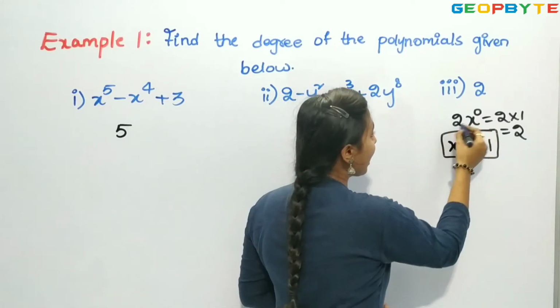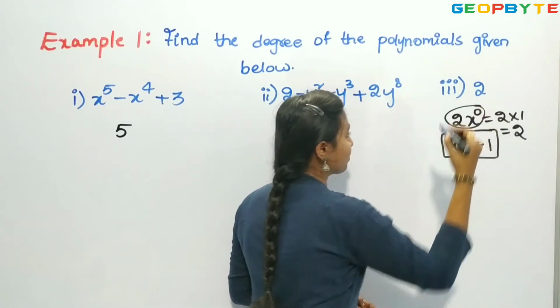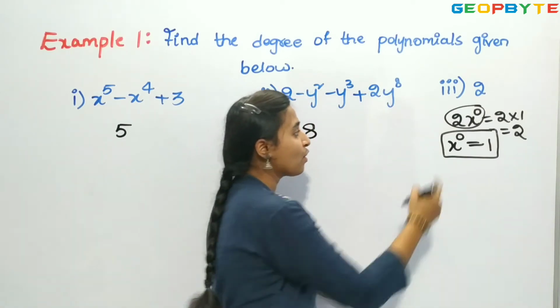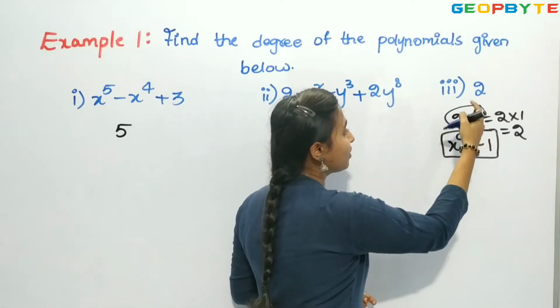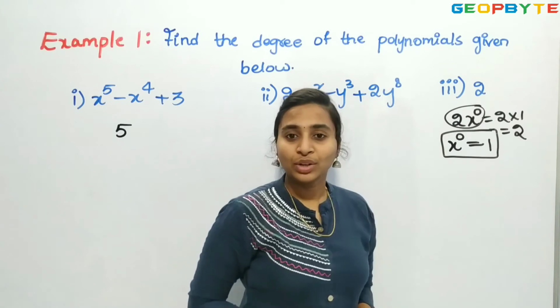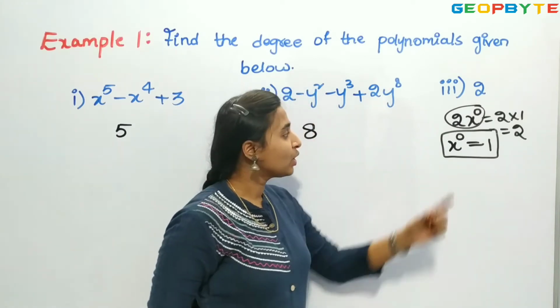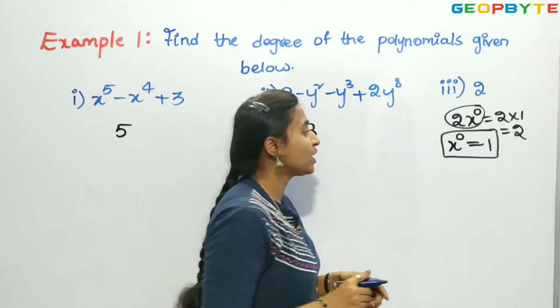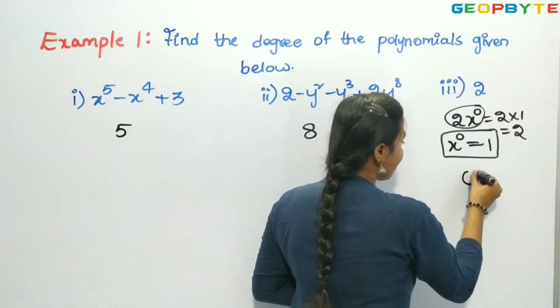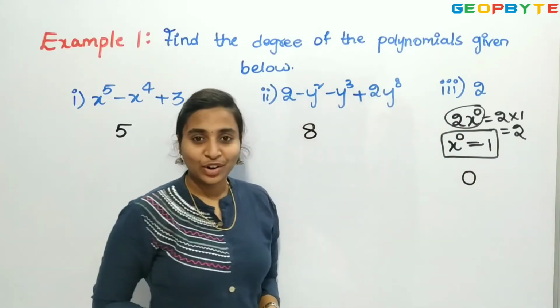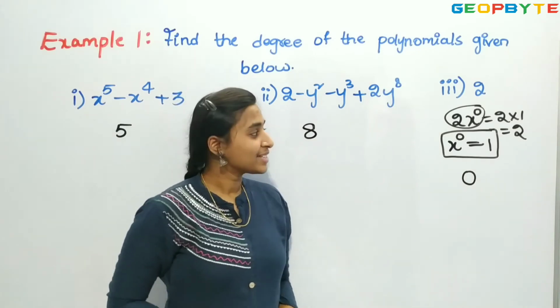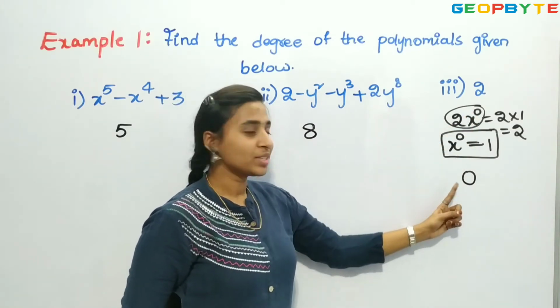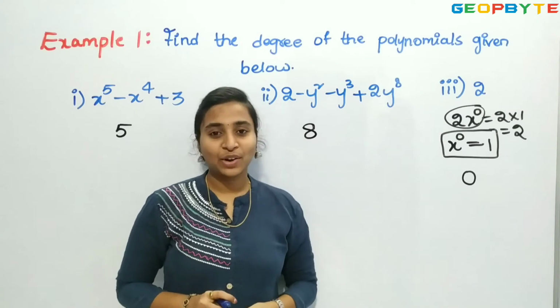Now, so I have 2 x power 0. For x, I am having the power 0. We don't have any other variable, only one x, and that x is having the power 0. So here 0 will be the degree of the polynomial. For x we have 0, so that 0 will be the degree of the polynomial.